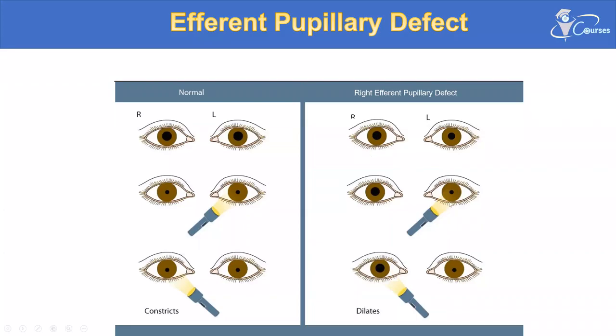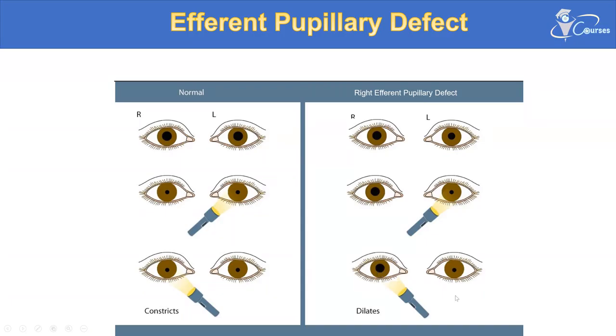So if we are stimulating the left eye, it constricts. The light impulses pass through the left optic nerve, then to the left pretectal nucleus, then it will send the impulse to both Edinger-Westphal nuclei. So the left efferent pathway is intact, so the left eye constricts. But the right efferent pathway is not intact, like if this patient has third nerve palsy. So this will lead to no response when we are stimulating the right eye. There will be constriction when we are stimulating the left eye, and when we are stimulating the right eye, no response. The pupil is still dilated.